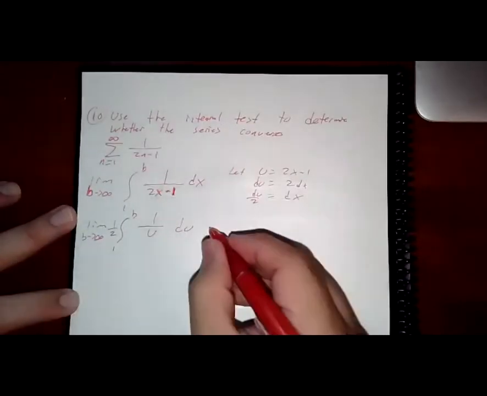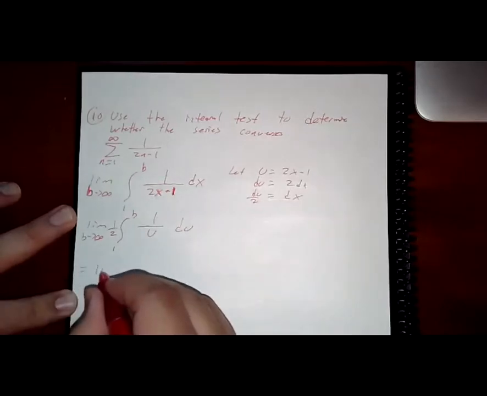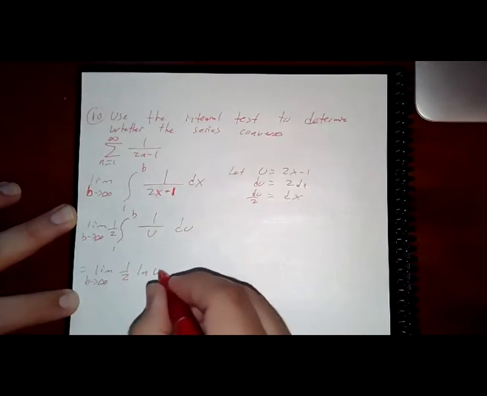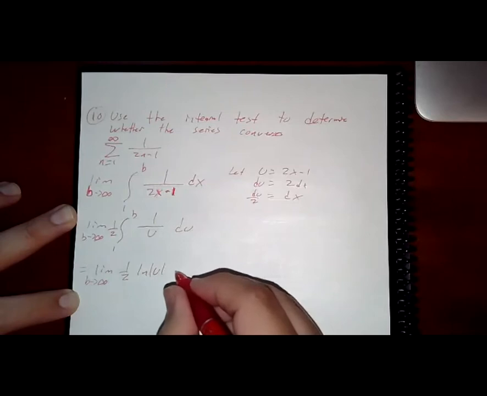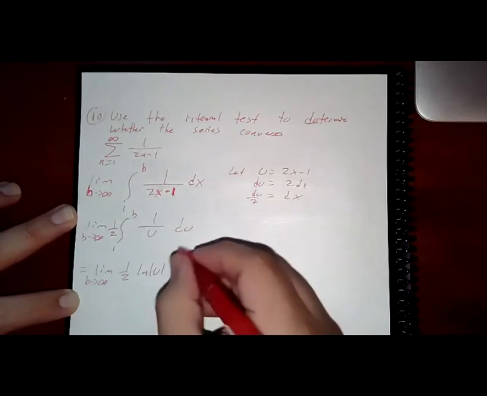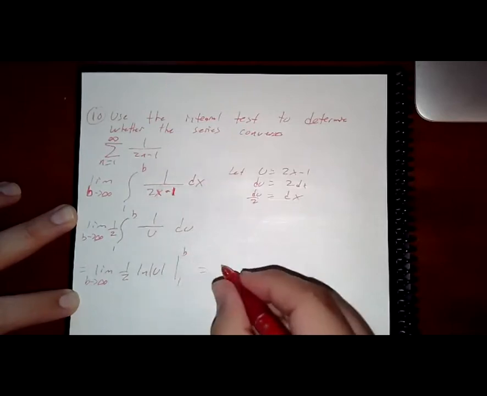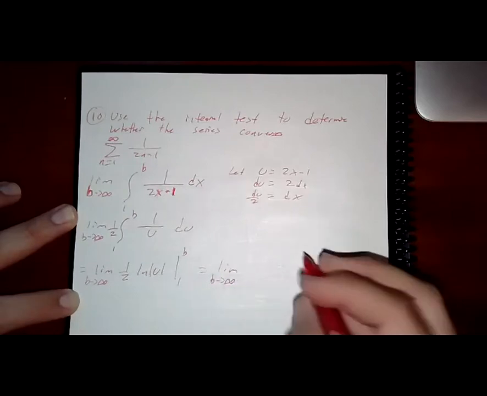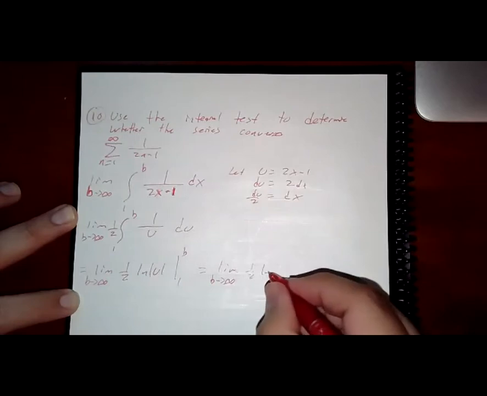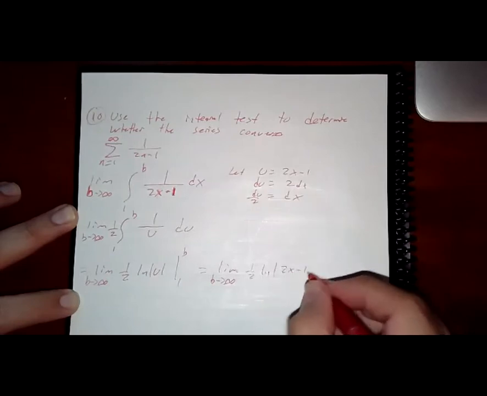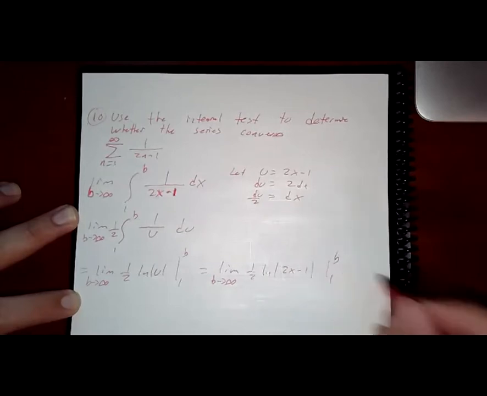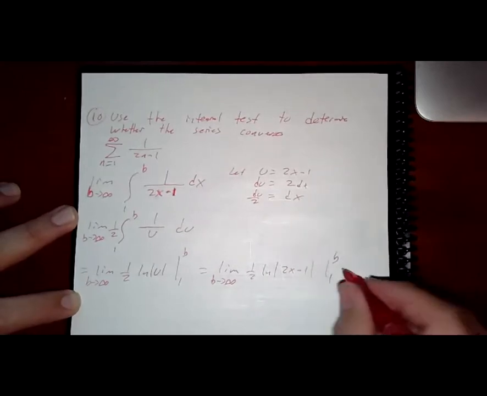So this would become 1/2 ln u from 1 to b, but we need to change it back to x if we're going to stick with those bounds. 1/2 ln of 2x minus 1 from 1 to b. This will be infinite, won't it?